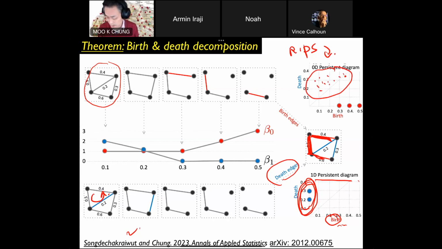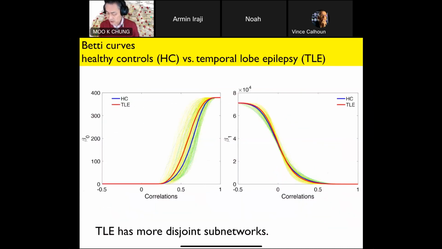We simplify this into a one-dimensional projection. That's our advantage. This is an example of healthy control and temporal lobe epilepsy. I don't think temporal lobe epilepsy is characterized by the one-dimensional topology. It's a loop. There's not much difference here, but there's a huge difference in the zero-dimensional topology, which is connected components. Something is connected, something is not connected. So it's significant, not so significant.